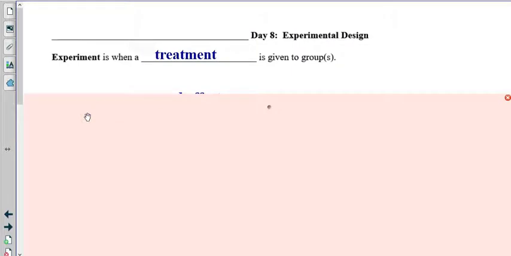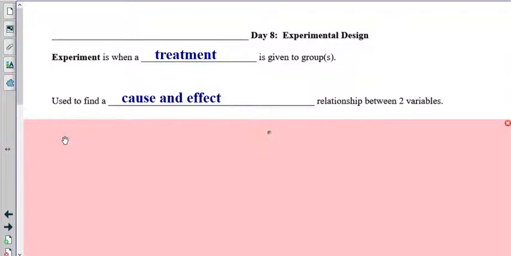All right, day 8, experimental design. So an experiment is when a treatment is given to a group or groups. An experiment is something you set up, and you're trying to see, does this item have an effect? To do that, you need a treatment group or groups, and you need a control group. Now, this is used to find cause and effect between two variables.